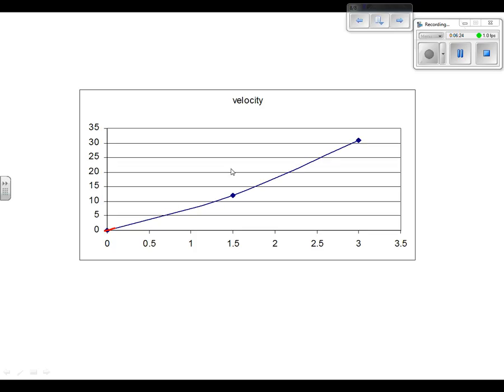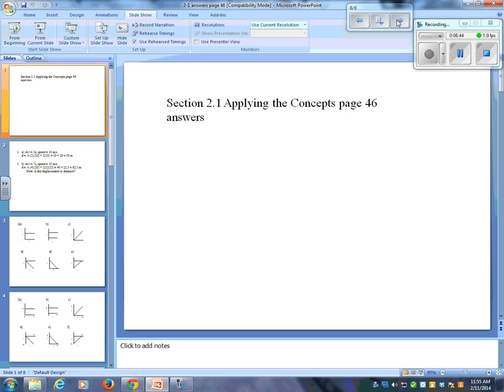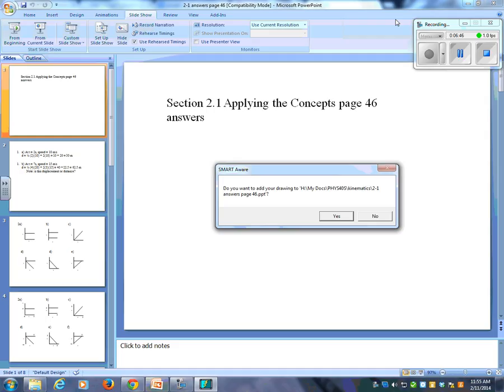If this isn't perfectly straight, what does that actually mean? It means that the acceleration is changing. It's actually constant there, and then it changes there. There's an increase in acceleration there. Perhaps. Okay. So I'll just leave that for now.